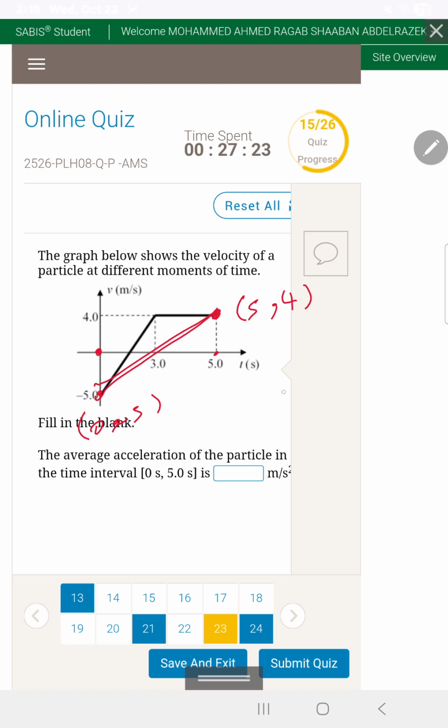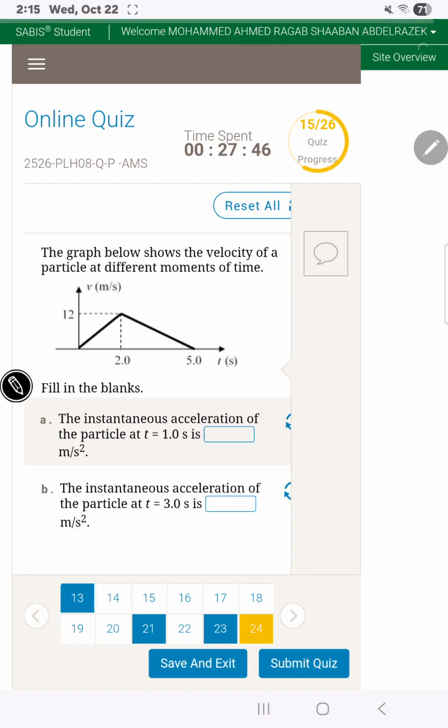What is it? 4 minus negative 5 divided by 5 minus 0. So 9 divided by 5. So the answer will be 1.8.